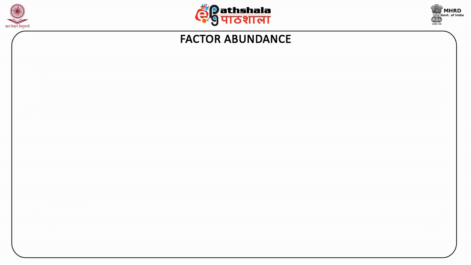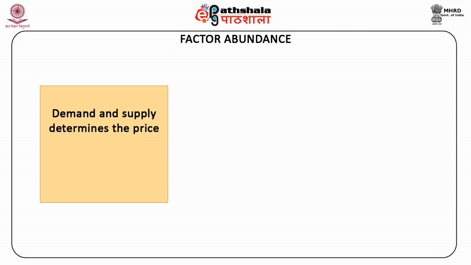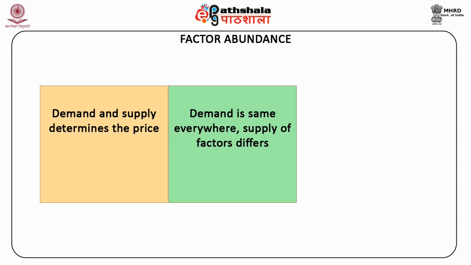We all know that demand and supply together determine the price of a commodity. But here we assume that demand conditions are the same everywhere and it is only the supply of various factors of production that differ.